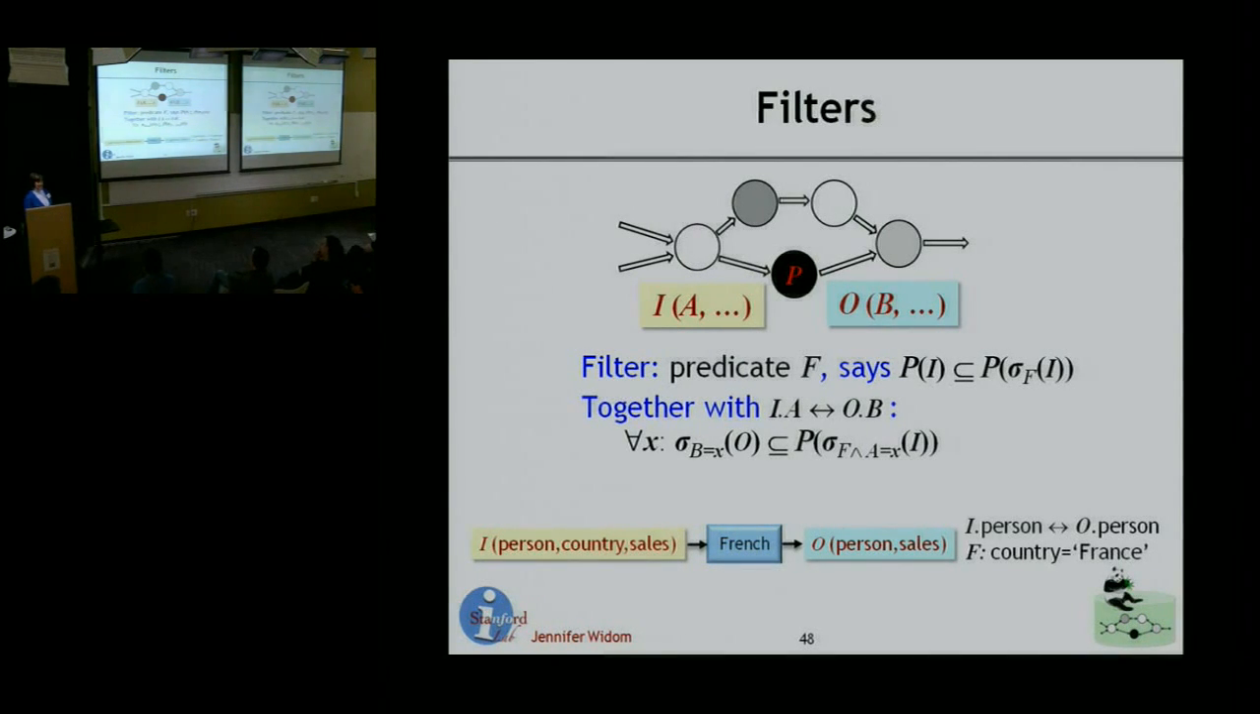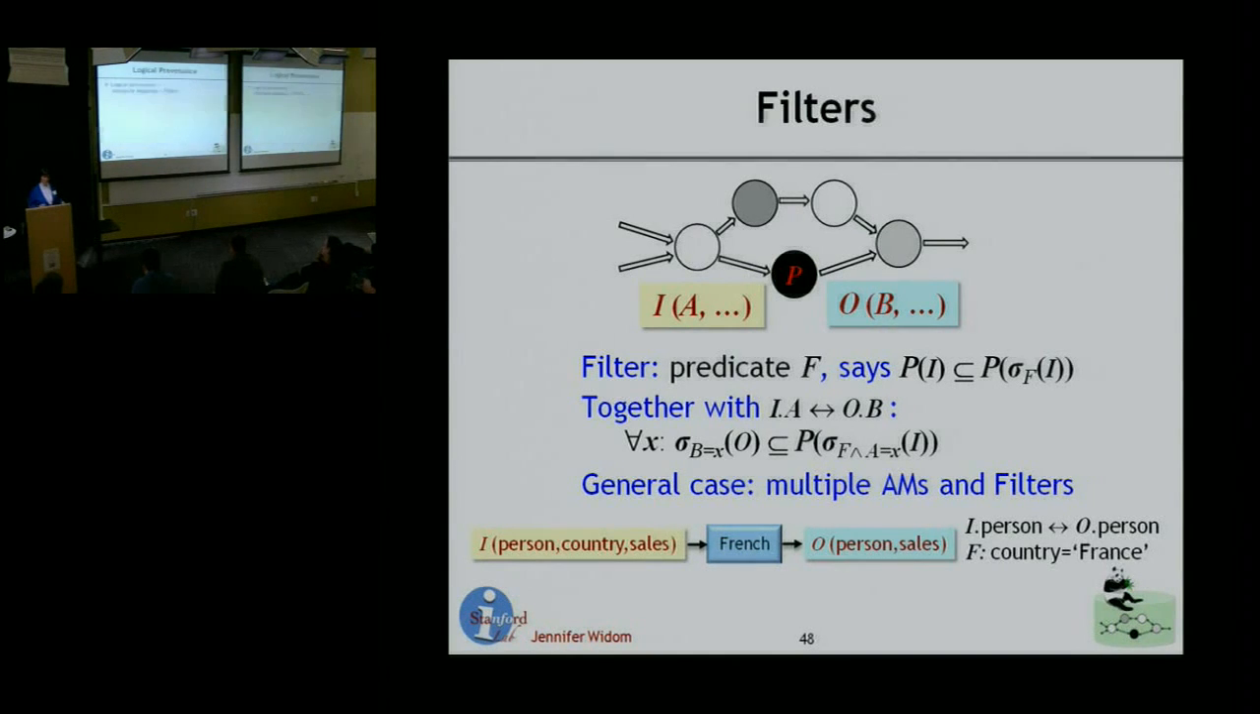So in this case, my attribute mapping is people, and the important thing is that if I want to find the output of the provenance of a person, I'm going to find that same person in here, and I'm going to apply the filter that country equals France. Trust me, this all works, and it's actually quite simple. So the general case of logical provenance is that I have a set of attribute mappings and a set of filters, and I describe that at the transformation level, and I don't do anything at the data level.